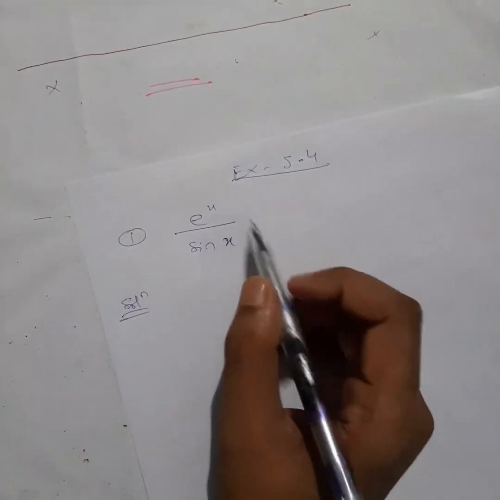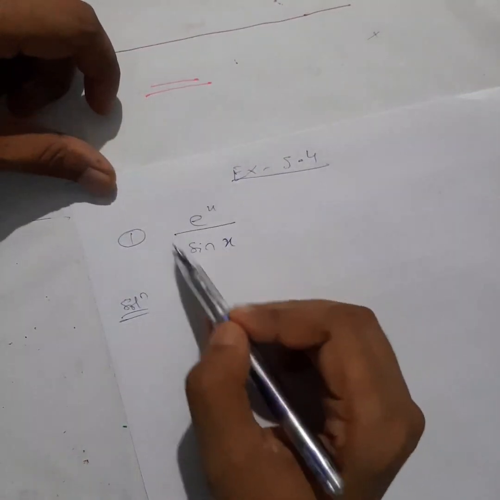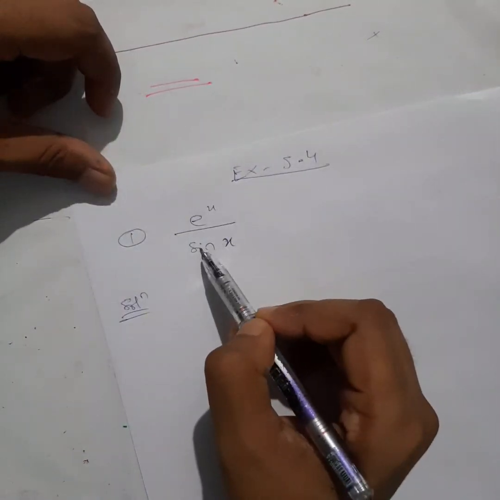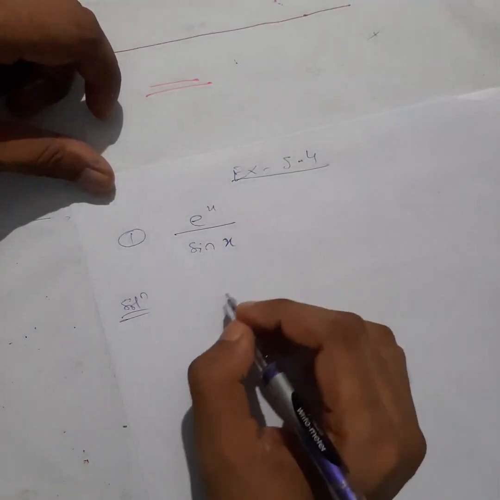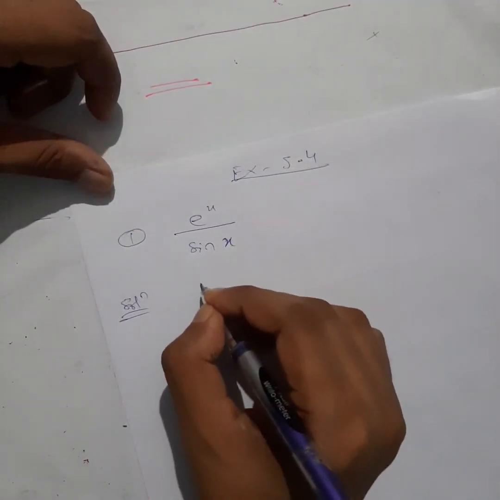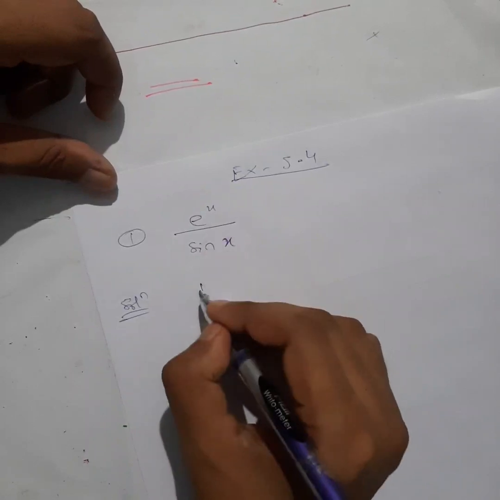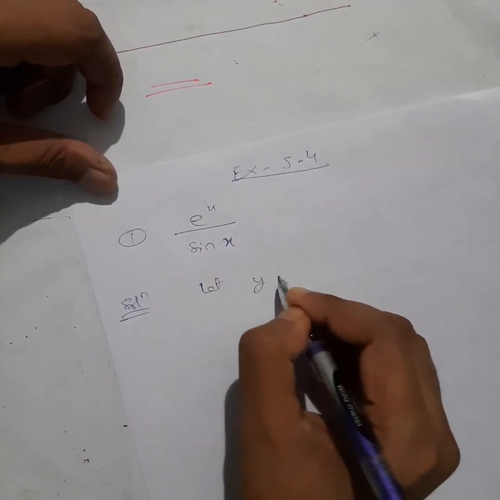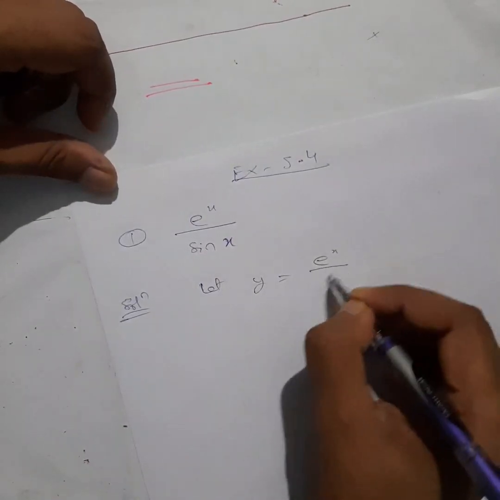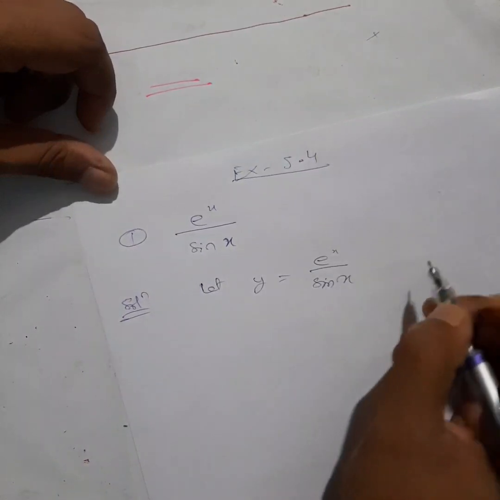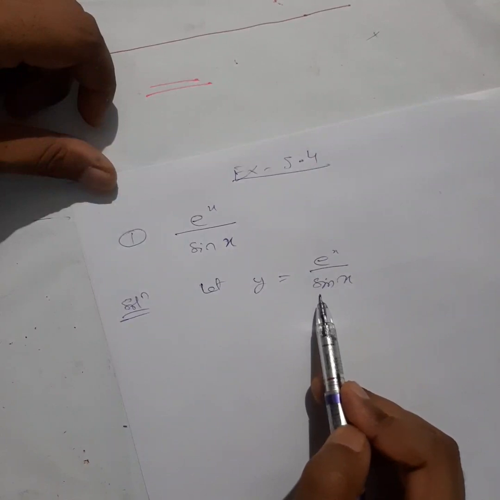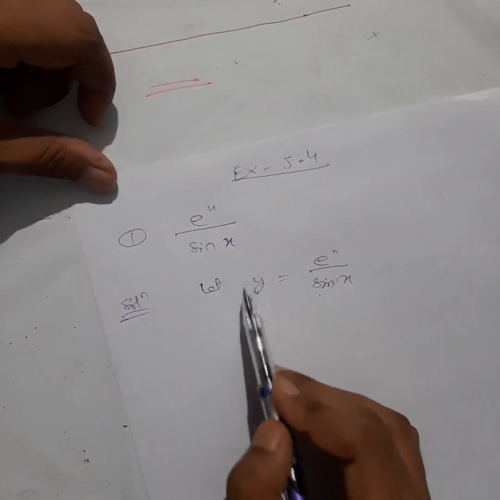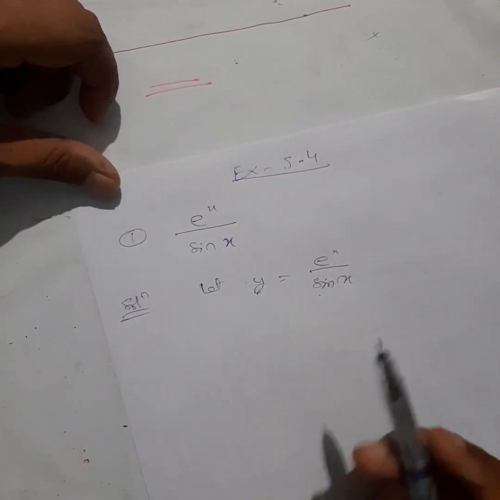So in your question it is given, you have to differentiate this one with respect to x. So your independent variable is here x, right? So if you want, you can write let y is equal to e^x by sin x. Now you have to differentiate this one with respect to x, means you can find dy by dx.